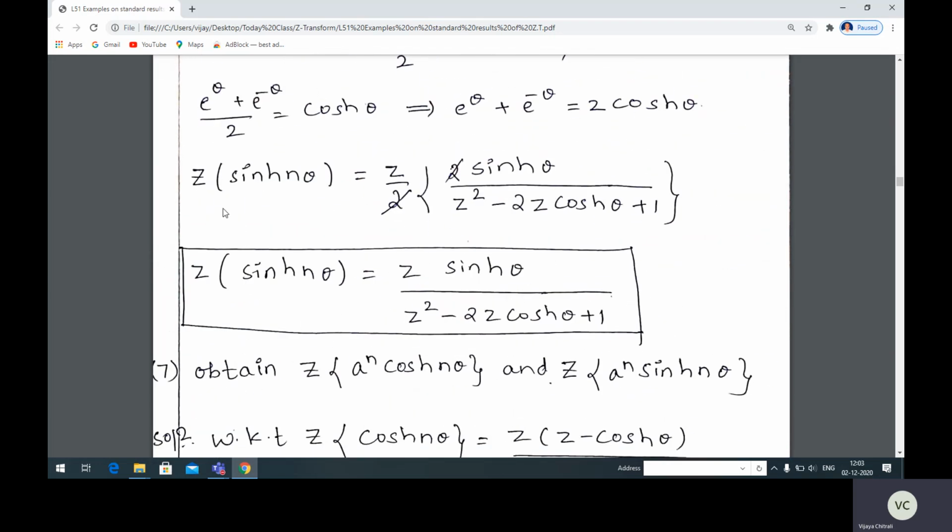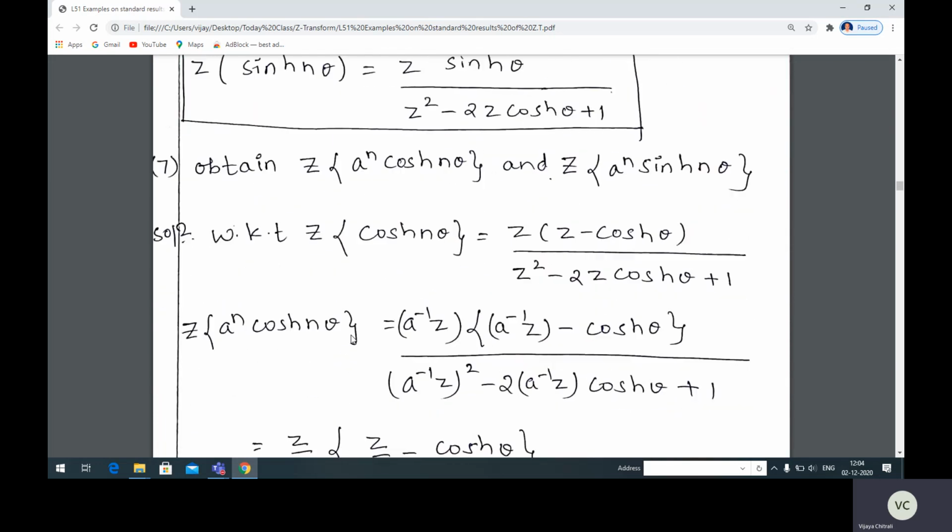So substitute. So the z transform of sine hyperbolic n theta is equal to z by 2 into 2 sine hyperbolic theta divided by z square minus 2z cos hyperbolic theta plus 1. 2 gets cancelled. z sine hyperbolic theta divided by z square minus 2z cos hyperbolic theta plus 1. So the z transform of sine hyperbolic n theta is z sine hyperbolic theta divided by z square minus 2z cos hyperbolic theta plus 1. Now next one.